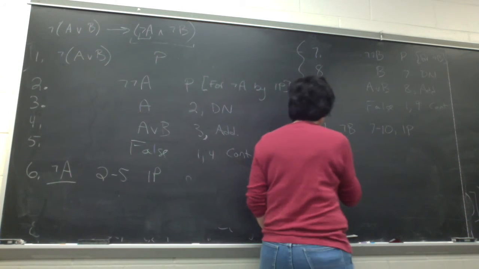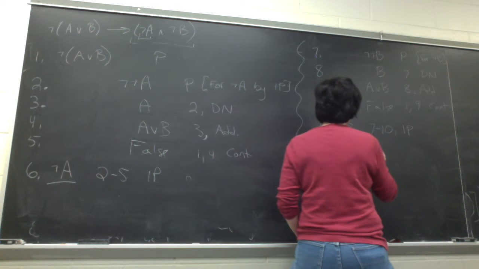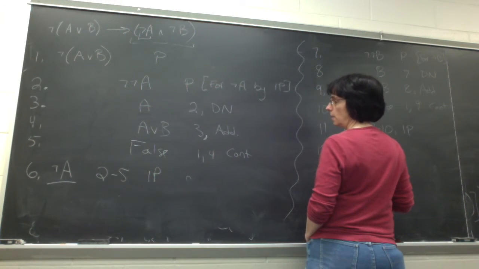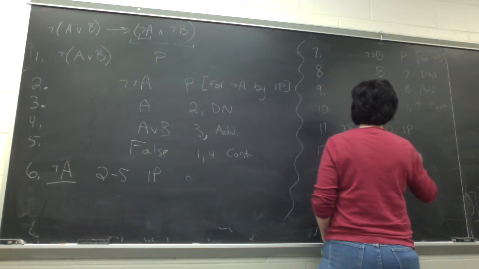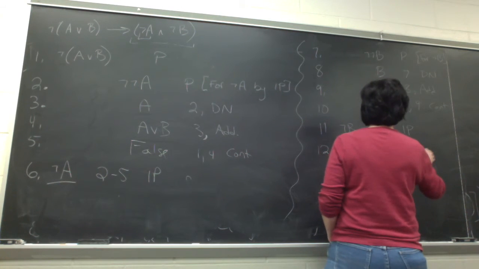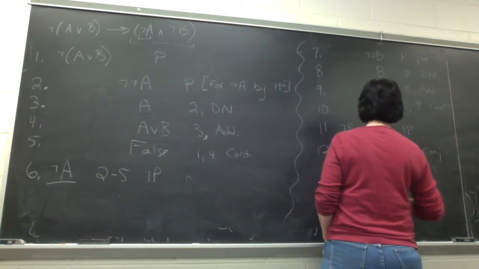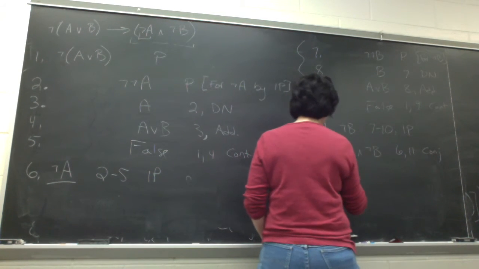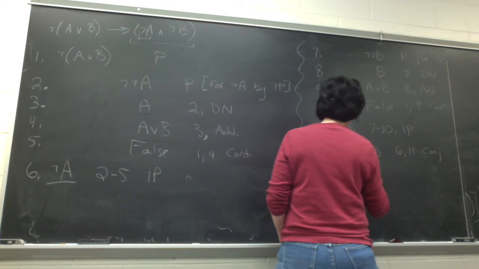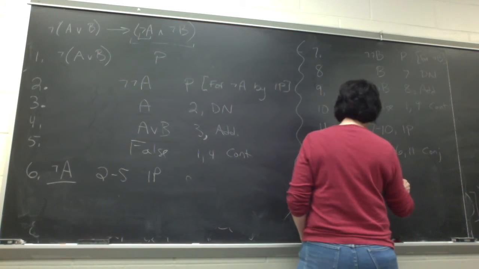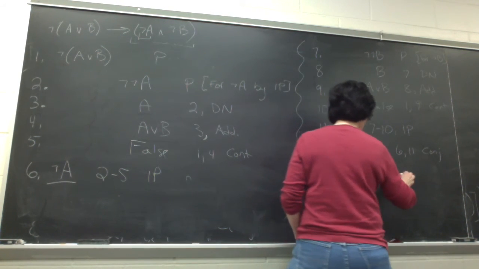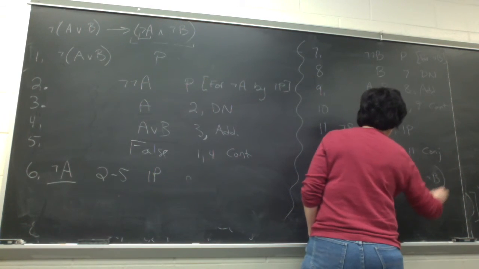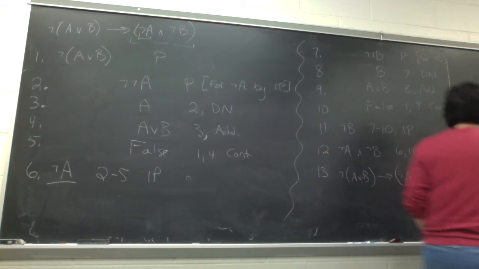Because line 12 can be not A and not B. How come I can do line 12? I'm going to say it's based on lines 6 and 11 and conjunction, right? And now we can say not (A or B) implies not A and not B, and that whole thing.